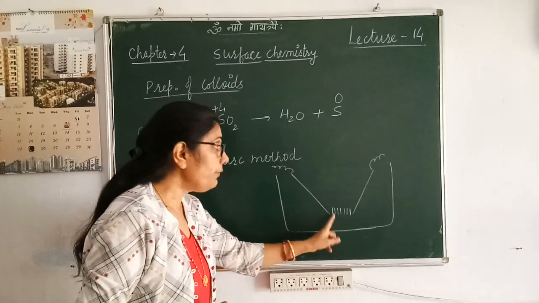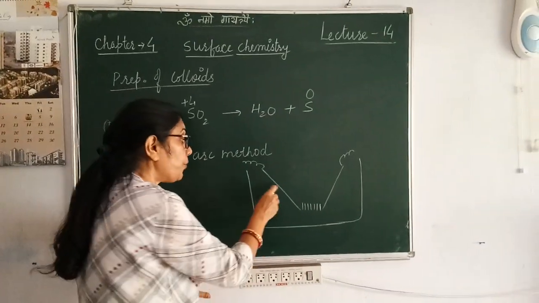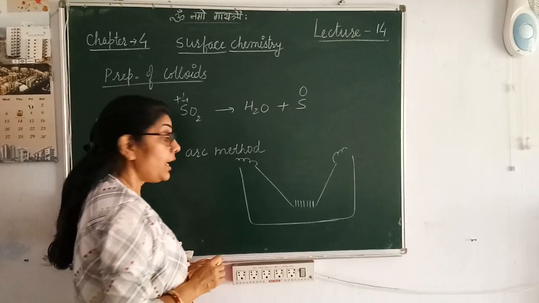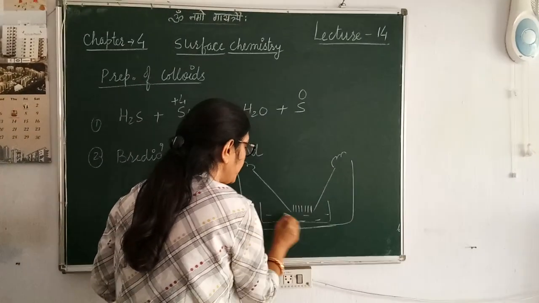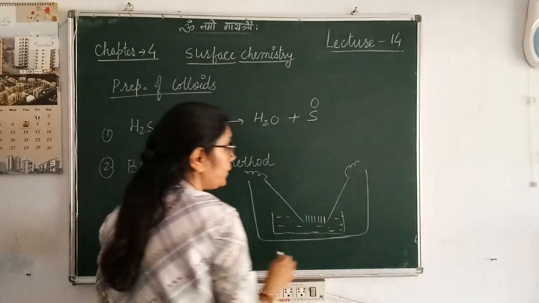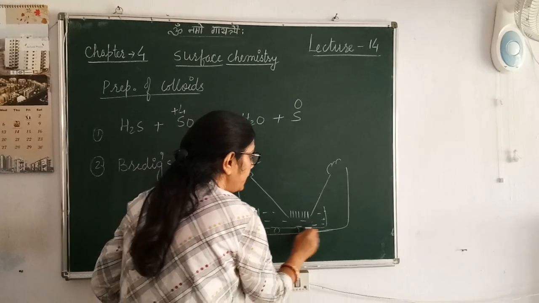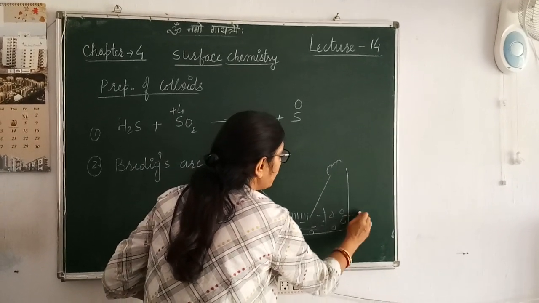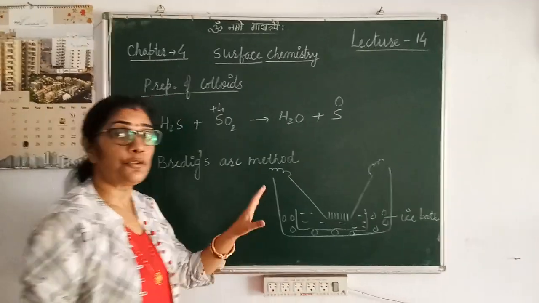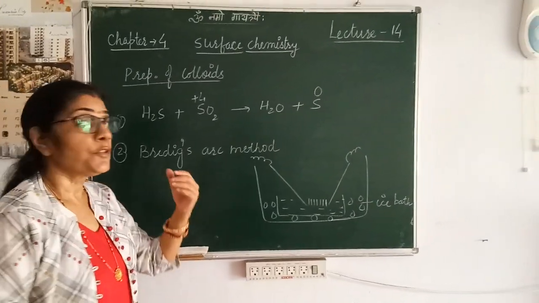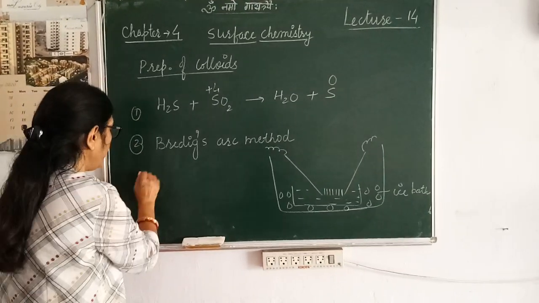So what is the role of this electric arc? It generates a tremendous amount of heat so that the metal gets vaporized, and the vaporized metal is condensed with water so that the colloid is formed, and these colloids can be stabilized in the presence of an ice bath. So what type of colloids do we prepare by this method? Sols of platinum, gold, etc. They are prepared by these methods.